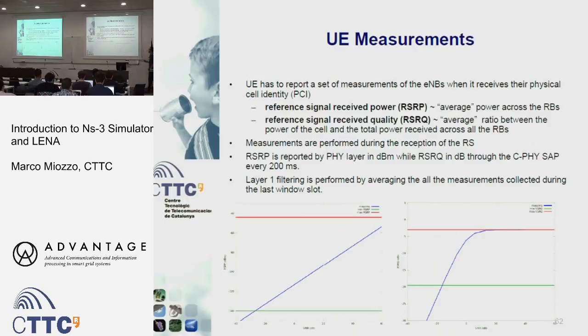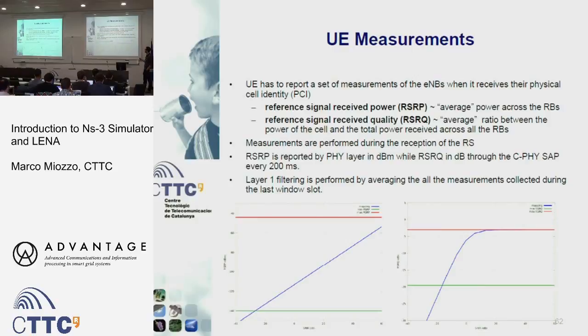The framework of the RSRP/RSRQ measurements is based on the framework in which the UE has to report the measurement to the Node B. This is the measurement used for evaluating the power that the Node B has to use for transmitting to the user, to manage the power control algorithms, and in general for having the bias offset on the power. These measurements are performed when receiving the reference signal, so the control part.